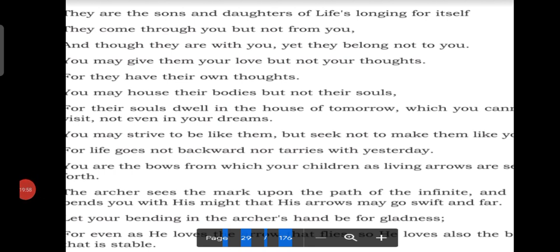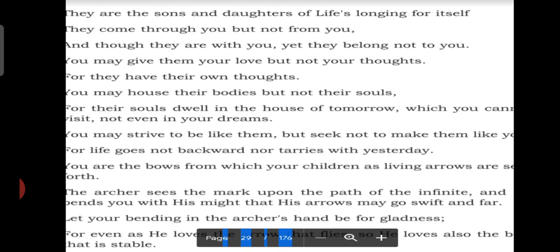So treat them respectfully, and respect their individuality. For their souls dwell in the house of tomorrow, which you cannot visit, not even in your dreams. The souls belong to tomorrow, not yesterday. Not like, oh, you do as I did in my childhood days. No. They belong to the future. Children have future ideas, innovative ideas. So they belong to the future.